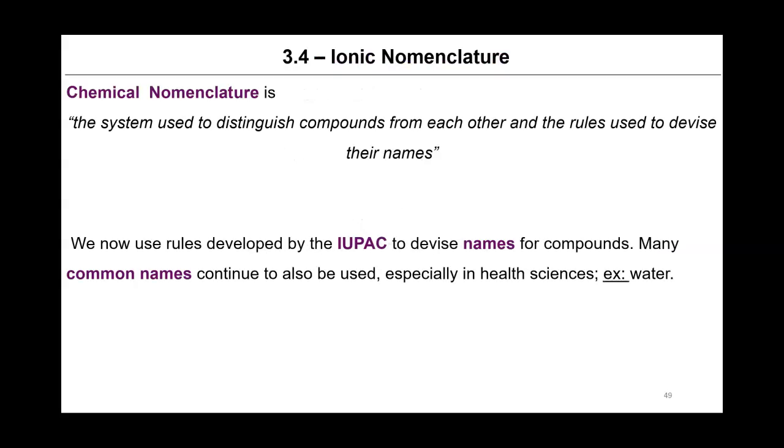So chemical nomenclature is the system used to distinguish compounds from each other and the rules used to devise their names. The rules that we're going to be using are those devised and developed by the International Union of Pure and Applied Chemists. Now, it is important to recognize that there are many common names that people frequently use, especially in the health sciences. A good example of this is the term water. These are not part of the IUPAC system, and you'll just have to get used to using those. But what's important for us is that when you're asked to name a compound, you use the IUPAC rules and not the common names.